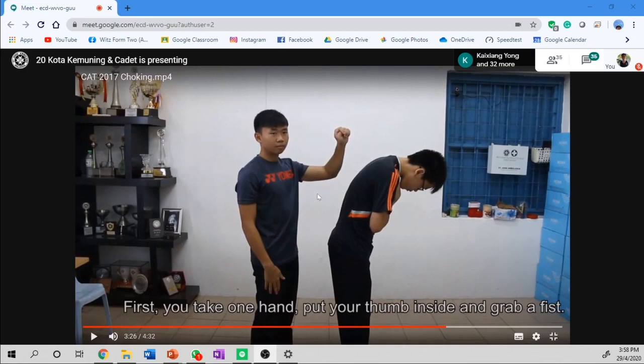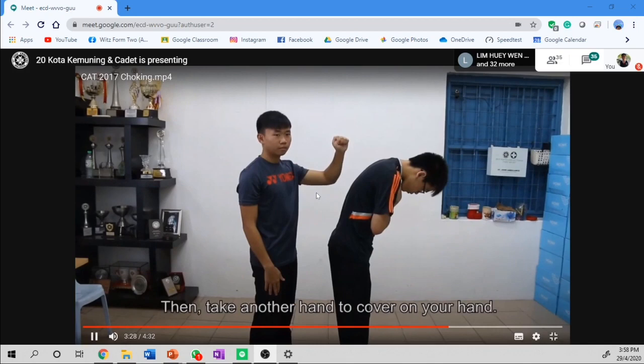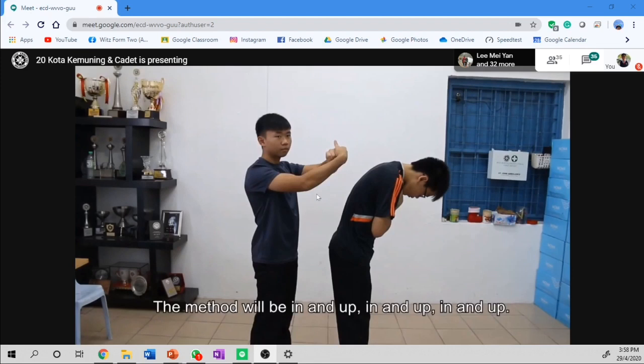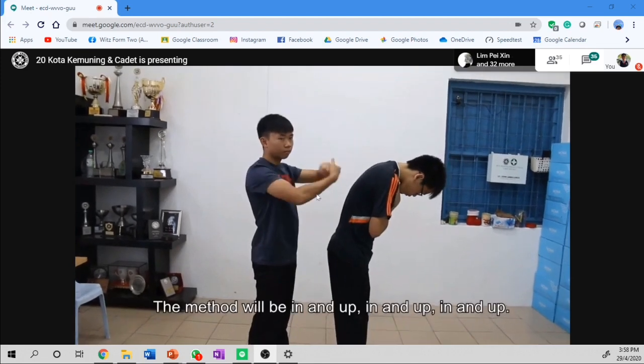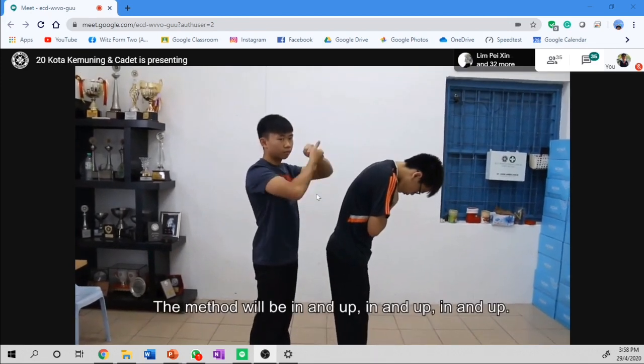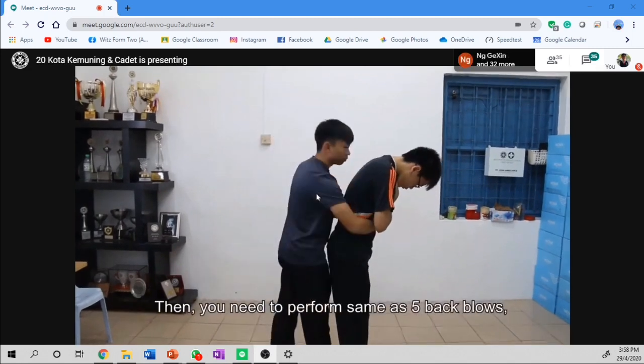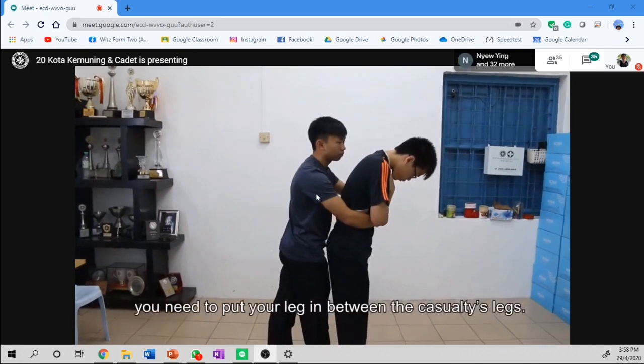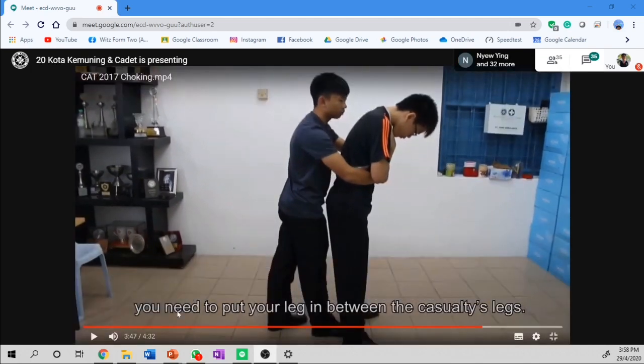As you guys can see, it's just a demonstration. In real life, when you proceed from back blows to abdominal thrusts, don't let go. If you let go, the casualty will fall first, and then he has other injuries. You're dead already. See, he even mentioned it also.